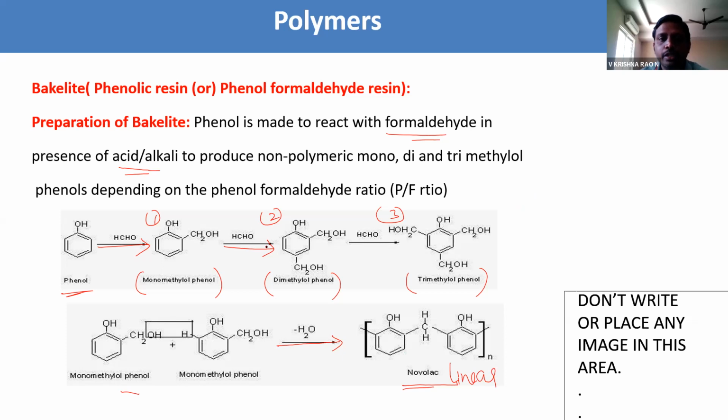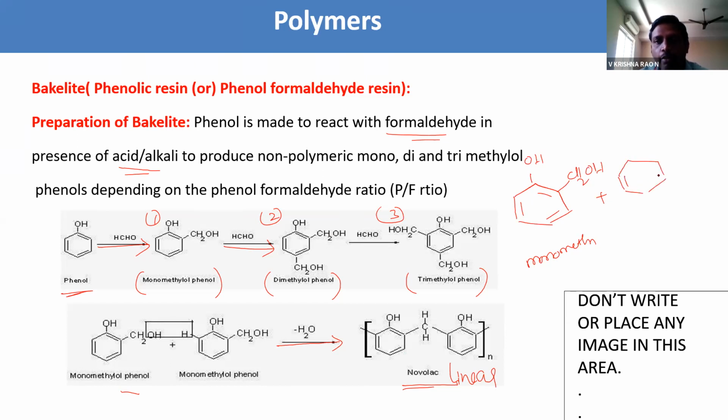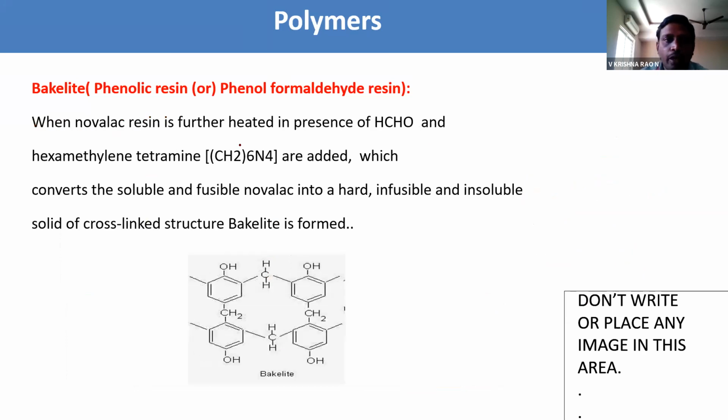How do we prepare this? I take one monomethylol phenol, where OH is present, and CH2OH is attached, so it is called monomethylol phenol. If you react this with another mole of monomethylol phenol, with OH present again, then by elimination of an H2O molecule, 2 moles of monomethylol phenol produce the novolac resin, a linear polymer. If you represent it, you will get the novolac resin we obtained.